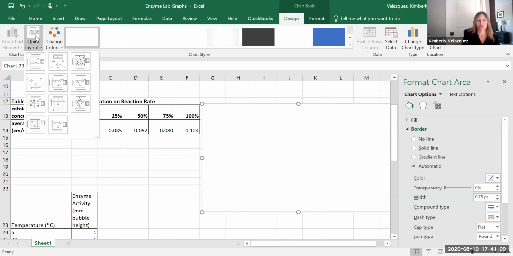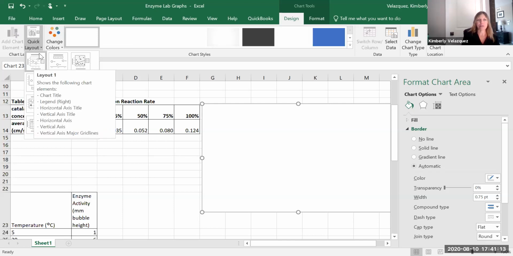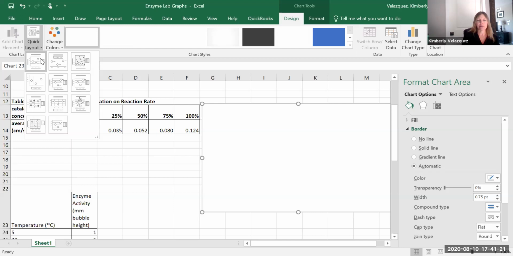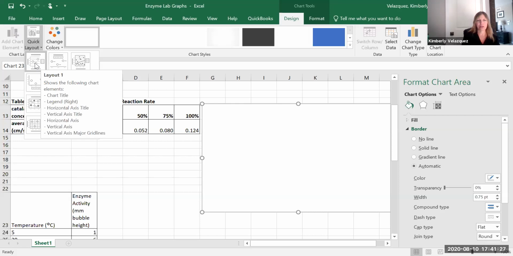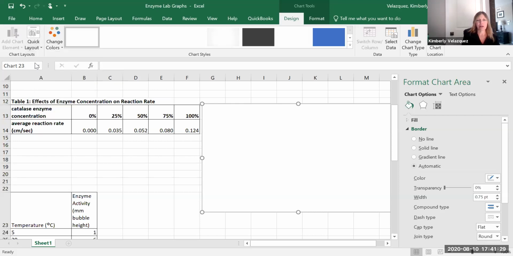I'm going to choose the graph that has everything because I want a title. I want X and Y axis labels with units. And sometimes I'm going to need this legend box. Now today I don't need it for this graph because I only have one data set, but I'll show you an example of when that legend comes in handy. But I just automatically pick the one that has everything.